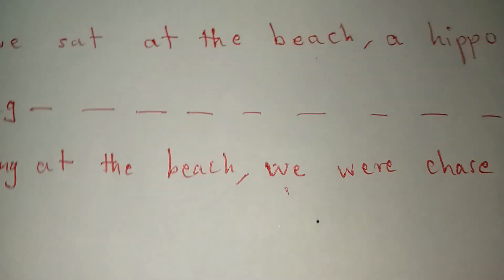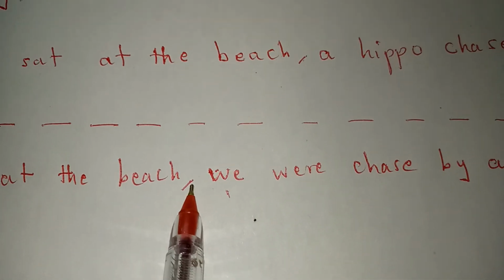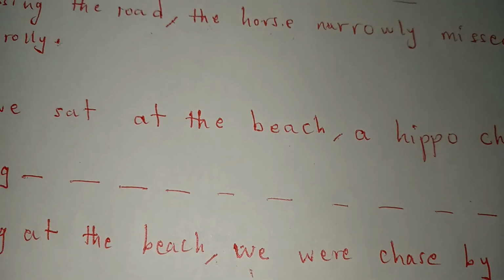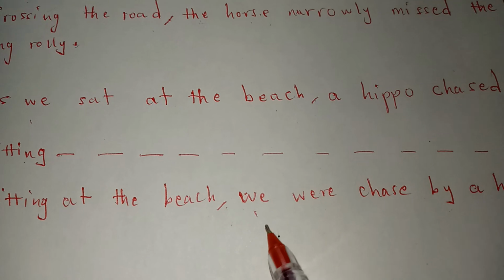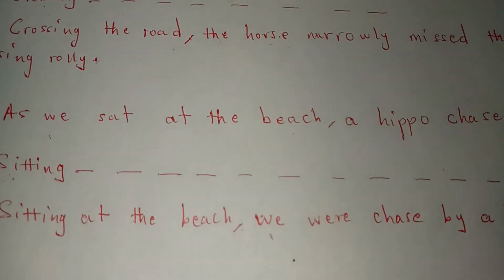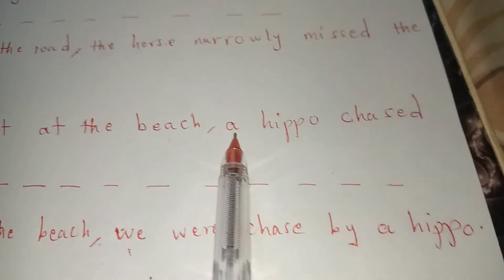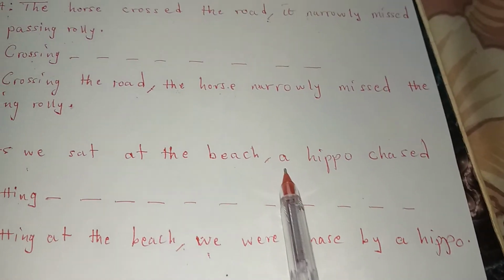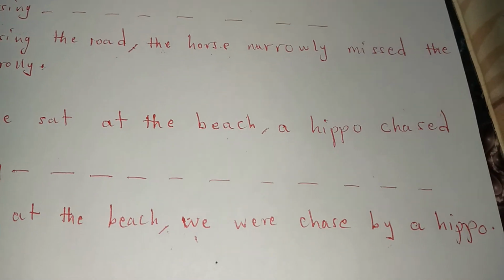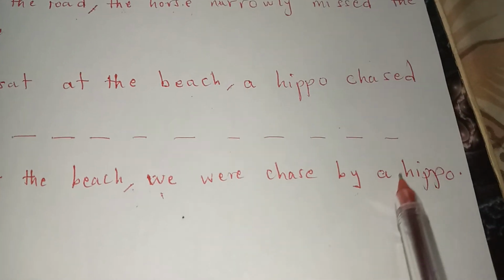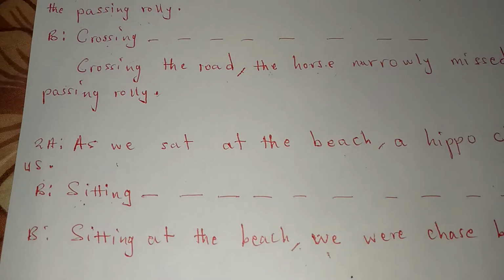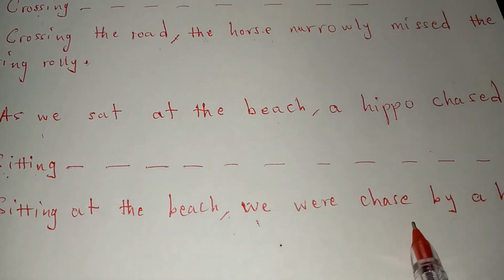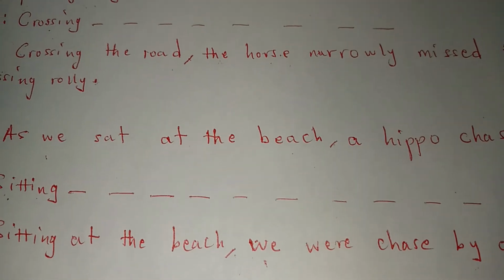Now make sure that when you make a sentence after this comma, it makes sense. We were chased by a hippo. You can't say us were chased by a hippo. It does not make sense. Also, here we used a, which is an indefinite article, which simply means that we don't know the hippo that we are talking about. Hence, you cannot replace this a with the. It simply means that you've changed the meaning of the sentence. So that is the answer: sitting at the beach, we were chased by a hippo. That is the answer for that one.